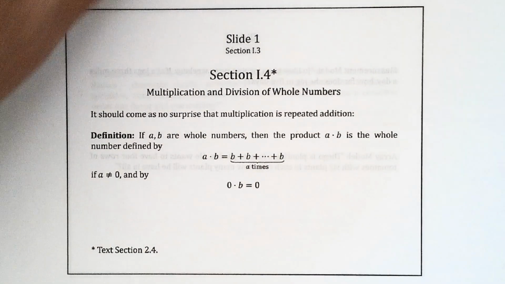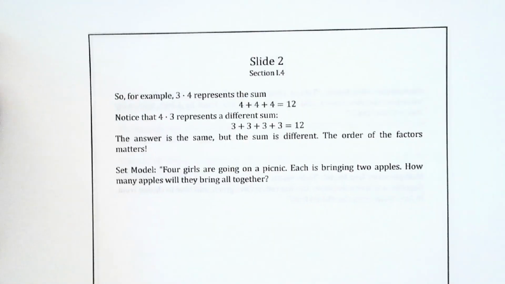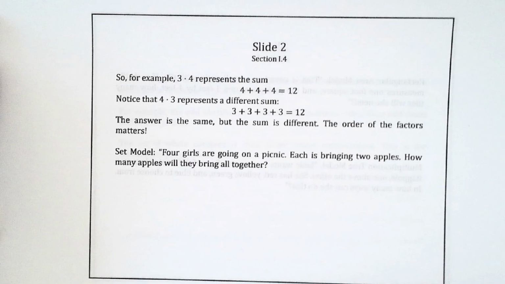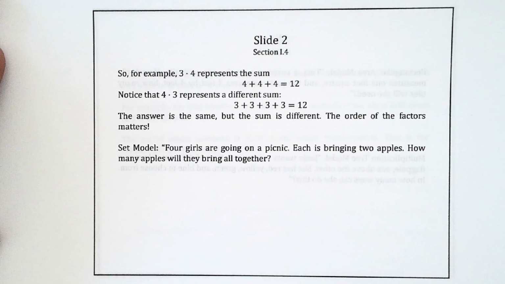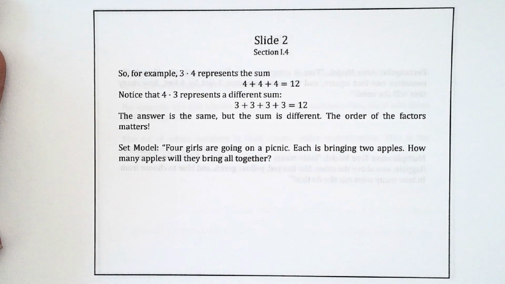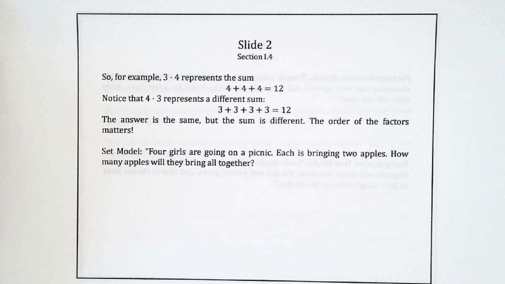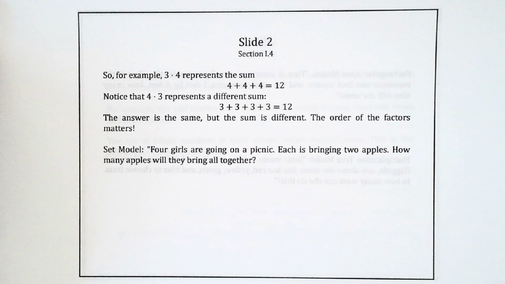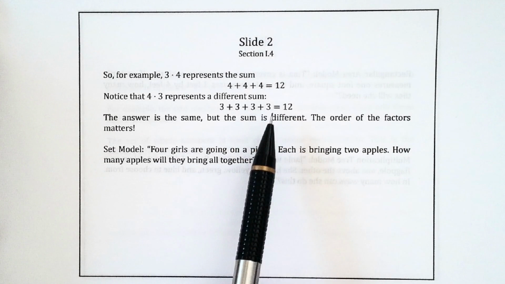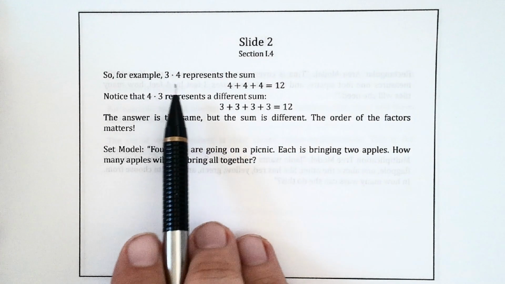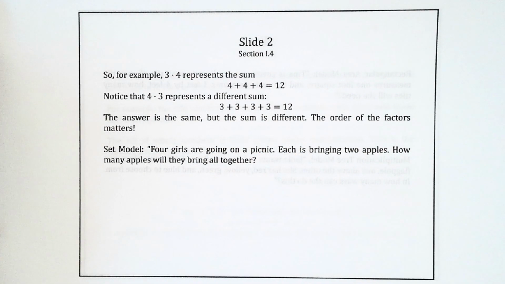So, for example, 3 times 4 represents the sum 4 plus 4 plus 4, which is 12. Notice, on the other hand, that 4 times 3 represents a different sum. It's 3 plus 3 plus 3 plus 3, which is 12. So you get the same answer, but they're different sums. 3 times 4 is 3 fours. 4 times 3 is 4 threes. The answer is the same, but the sum is different. The order of the factors matters.